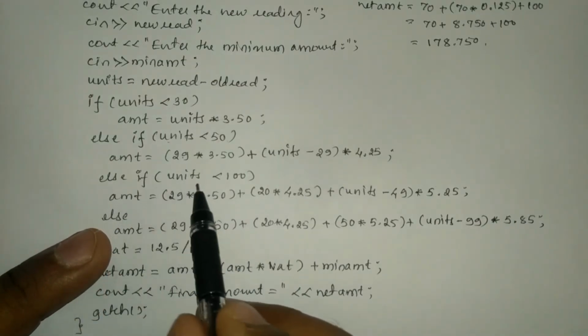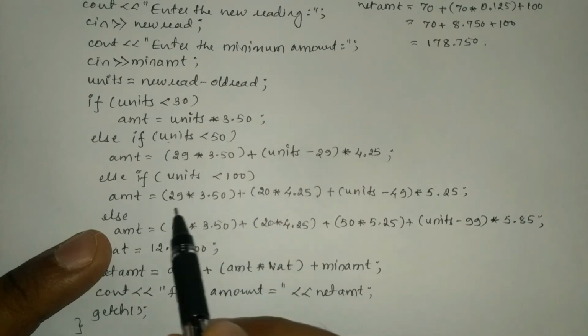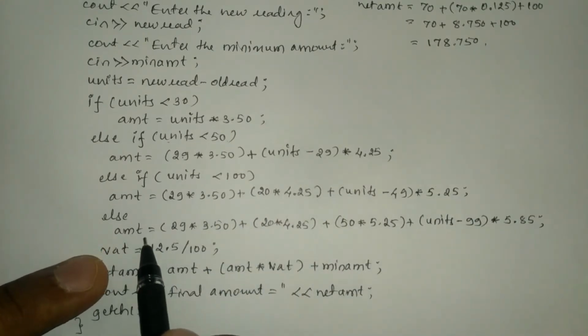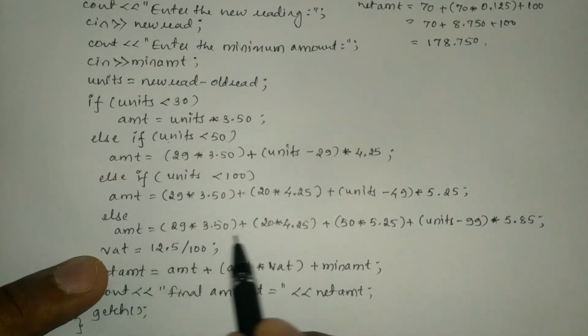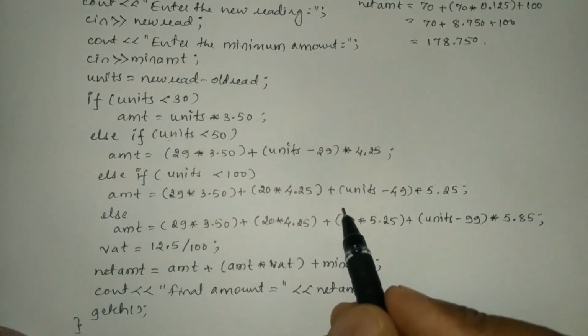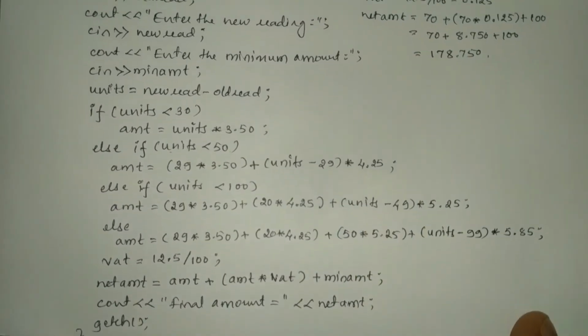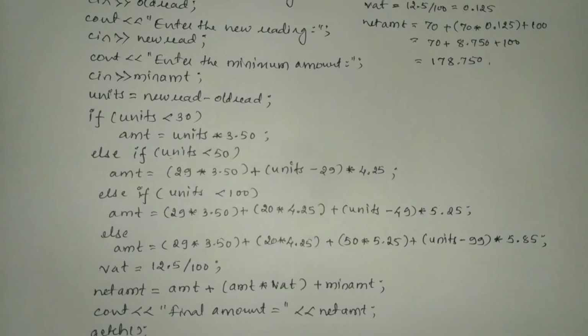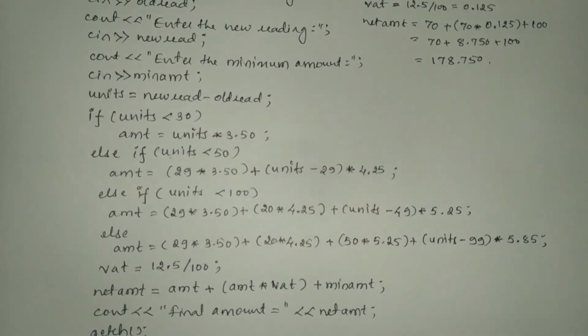So this is how you can write for some other conditions. If the number of units is less than 100, then similarly we can calculate, and if the number of units is greater than 100, then we can use this particular statement and calculate. So let us see the various values and various units. For that, I'm going to take you to my laptop screen.